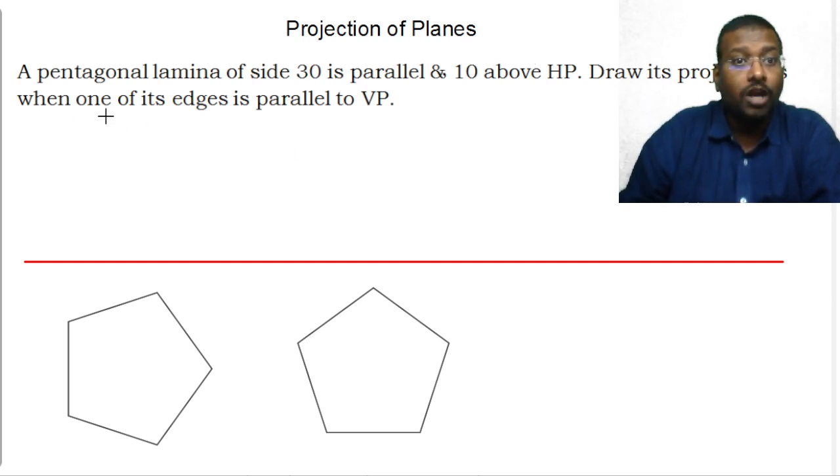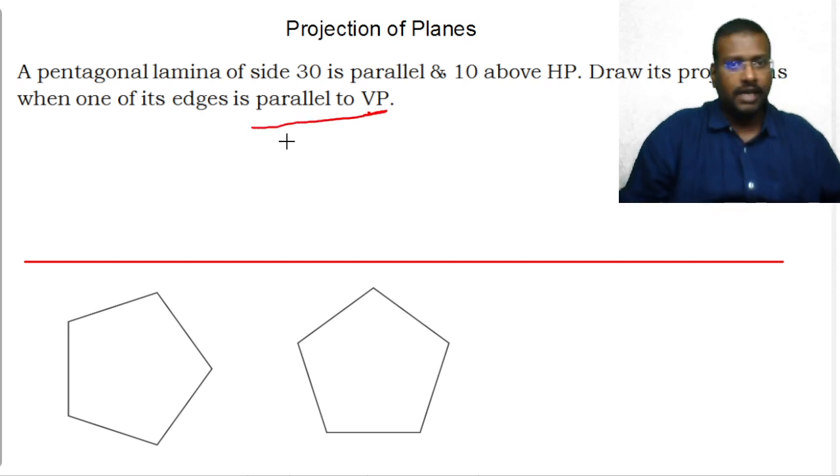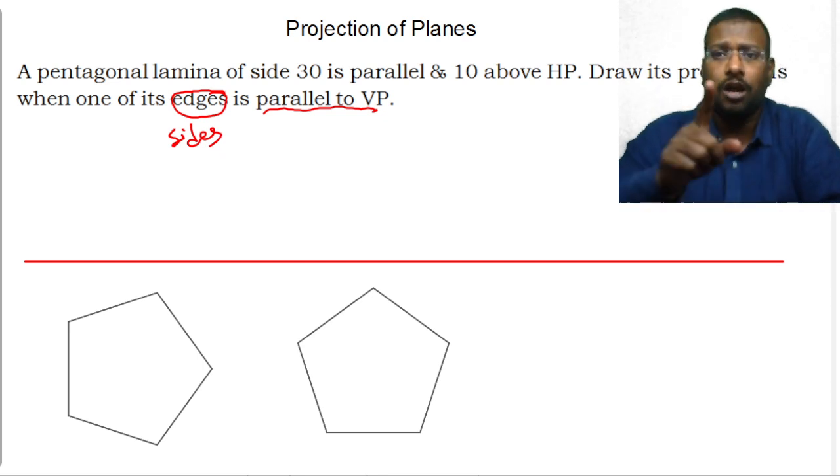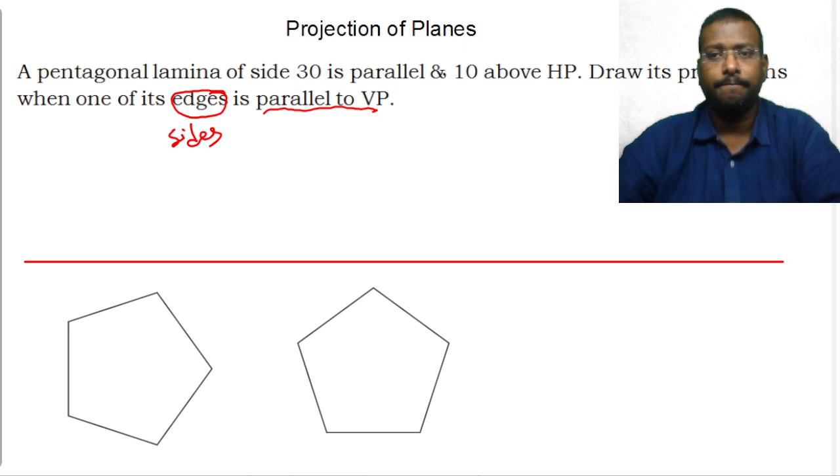And what they said, one of its edges is parallel to VP. One of its edges, meaning sides, is parallel to VP. How can we know that, sir? All of you remember, this is most important.